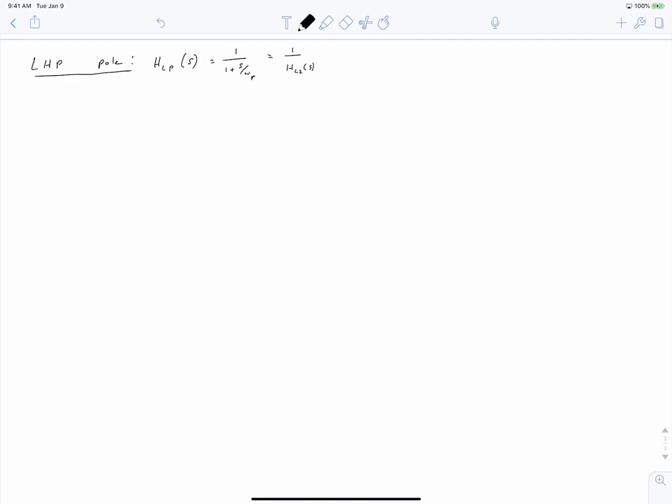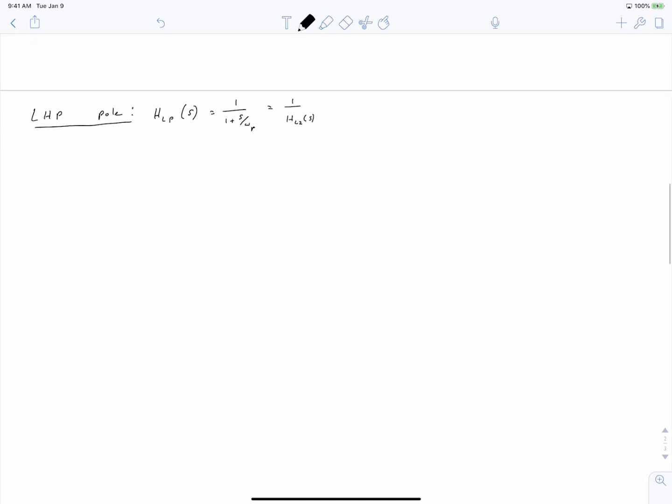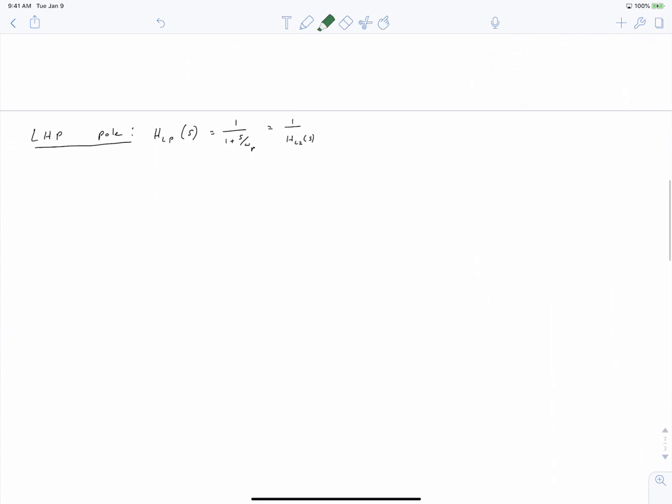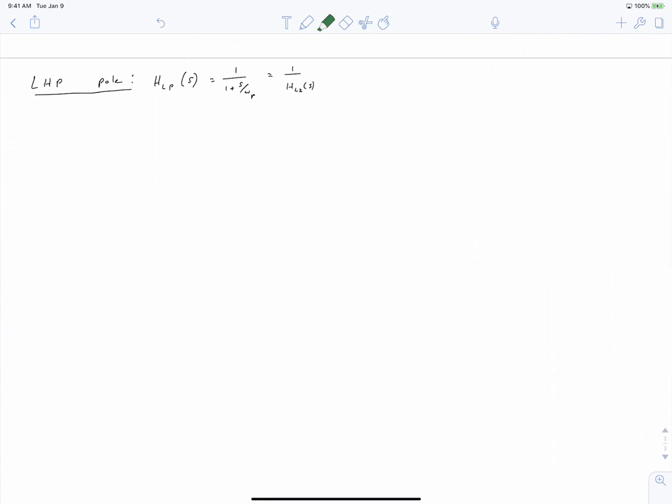So the transfer function for our left half plane pole is 1 over 1 plus s by omega p. And that is in fact just equal to the inversion of a left half plane 0. So we just took this transfer function here and we inverted it. And we know what the graphical operation is for that. We just subtract it from 0 decibels. And so we can use that mathematical operation to construct our Bode plot, or we could build it up as we did for the zeros. In this case, I'm just going to quickly sketch it.